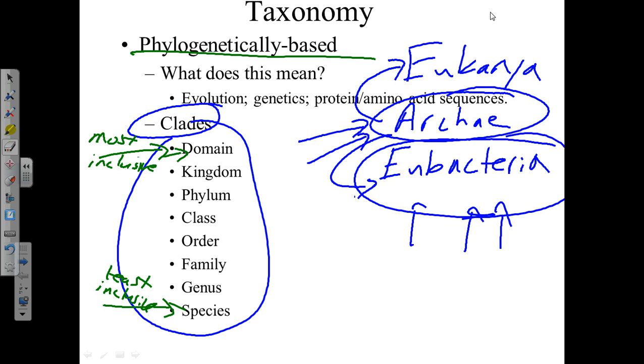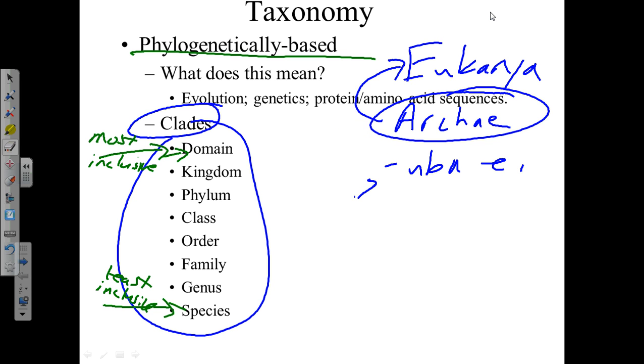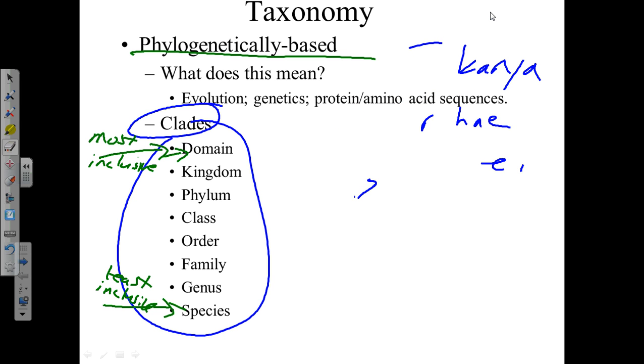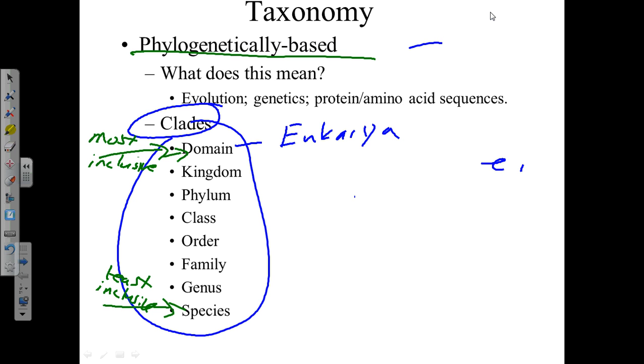Another thing we'll talk about while we're here is which groups we belong to as humans. All right, so hopefully, obviously, our domain is eukarya. We have eukaryotic cells. Our cells have a membrane-bound nucleus and organelles, like all other eukaryotes do. Hopefully, pretty obviously, you know you're in the animal kingdom.